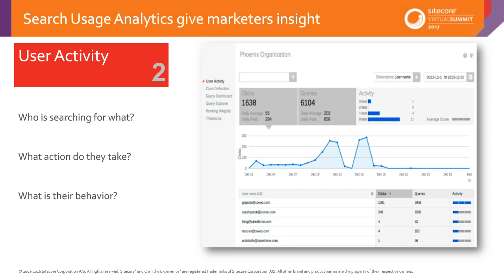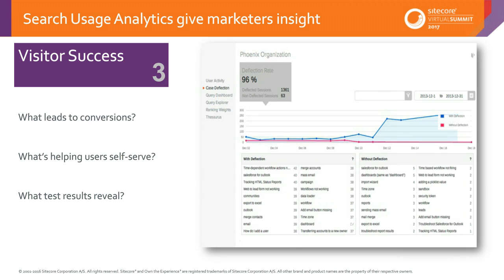And the third piece of this is visitor success. So what does good look like? What leads to conversions? How is it that people are effectively able to help themselves to a point of satisfaction and walk away from your site with what they needed? And again, are there results that you can glean from, for example, A/B testing that would infer that certain content is being better received, landing well than others?